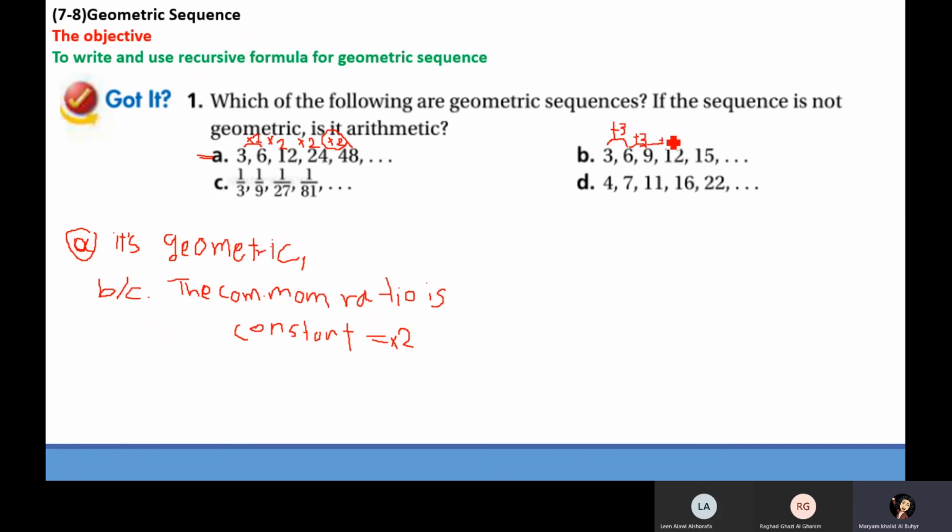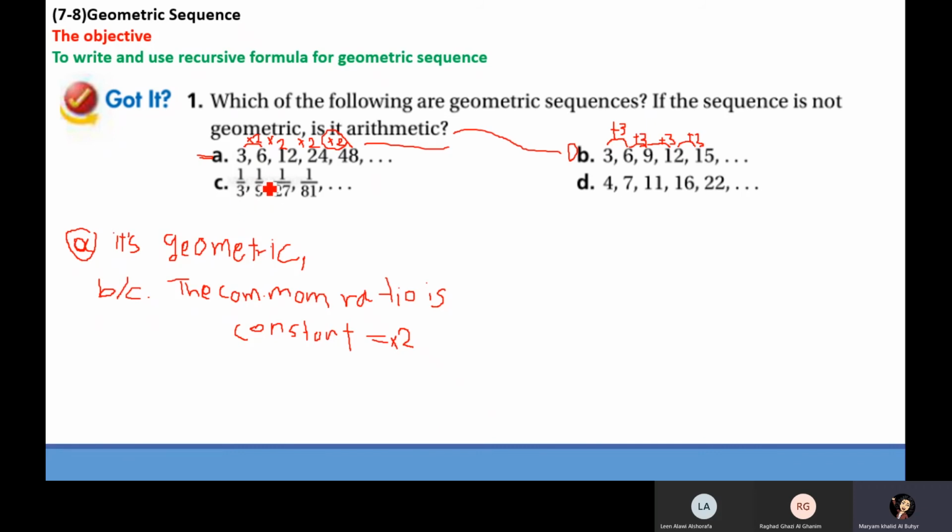So that is plus 3. I'm not going to write the rest of them. So that's a plus 3 also. Because it's addition, the common difference is addition. So it's an arithmetic sequence. Then I will need to move to this one.